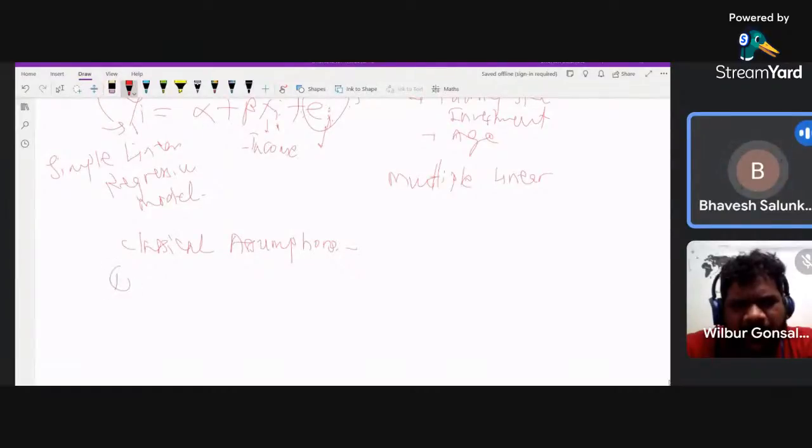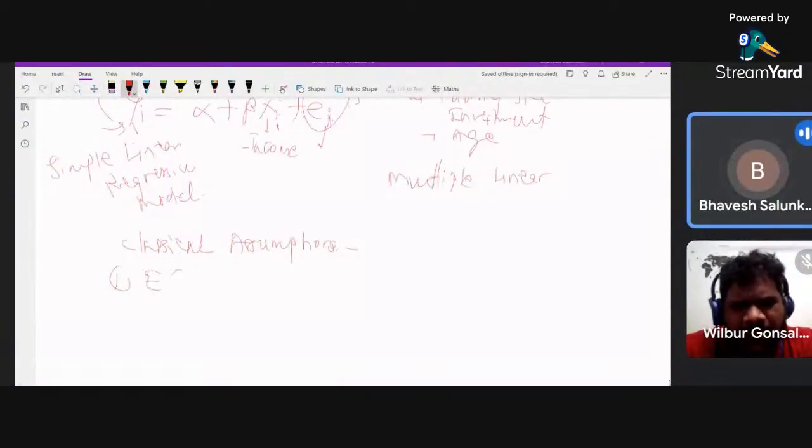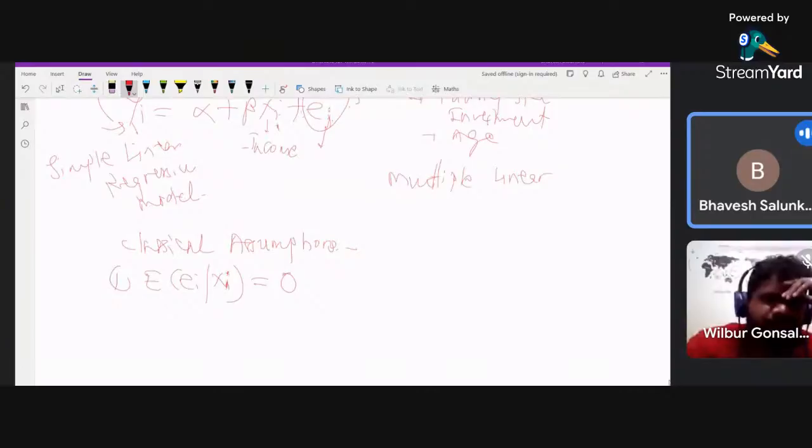The very first assumption that we make is that the expectation of ei, that is the error term, given Xi is equal to 0. So for a particular level of income, say Xi, the average value of ei for this given Xi is 0. This is the first assumption about the error term. The conditional expectation, or conditional mean, of the error term is 0. So on average, your error is 0. That is what you have to keep in mind.